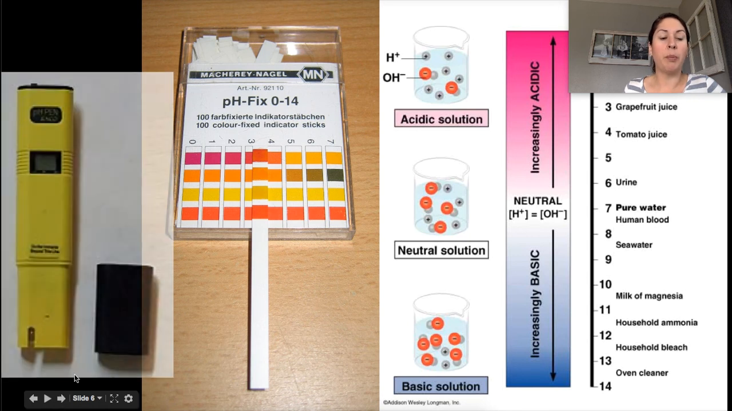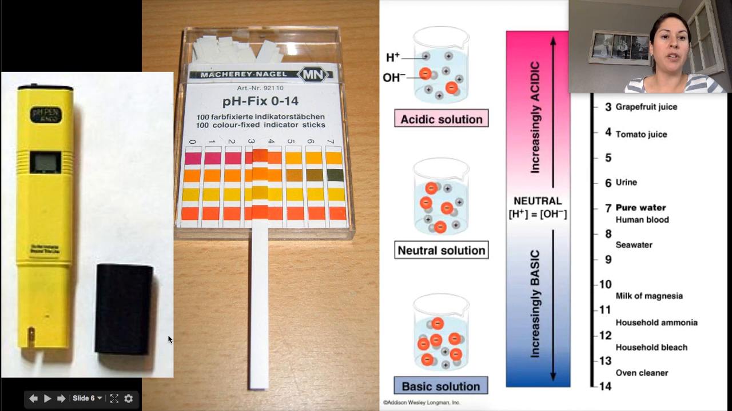To get a little more precise, we can use pH meters or pH probes, and a lot of times they will give you a digital readout of what the pH value of that substance would be. They're a little temperamental in that you have to keep them clean and in good working condition, but they are a little more accurate than just the observance of the pH paper.